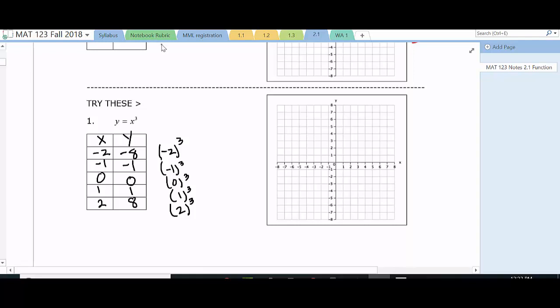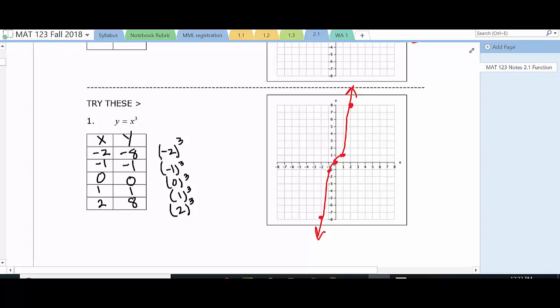Now, if you plot these points, you'd have left 2 down 8, left 1 down 1, 0, 0, 1, 1, 2, 8. So that's what you should come up with. It goes like this, just connect it into a curve like that, and then put your arrows at the end like that. Okay, that's what the graph of y equals x to the third is.